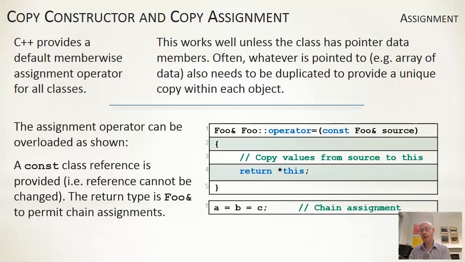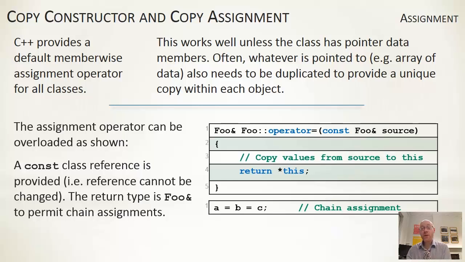So the way you can support chaining is that when we are finished with the assignment process, we return a pointer to ourselves, and we're returning that as a reference to ourselves. So that can then be passed on to somebody else, and they can make use of that by way of chaining it out.